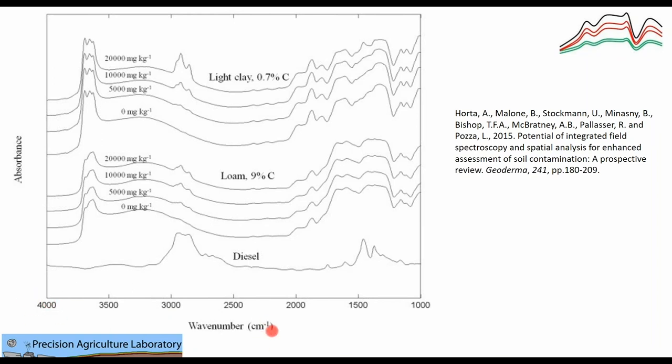So this is from 4,000 centimeters to the minus one, or if you see it as nanometers, it's 2,500 nanometers, and then it goes to 16,000 nanometers. So we are in the middle infrared part of the spectrum, and we see a sample of pure diesel. We have this peak, and this peak will be found pretty much following the Beer-Lambert law, a more or less direct relation with the concentration of the diesel in different soils. Okay, so we have a way of measuring contamination in soils just by using light.